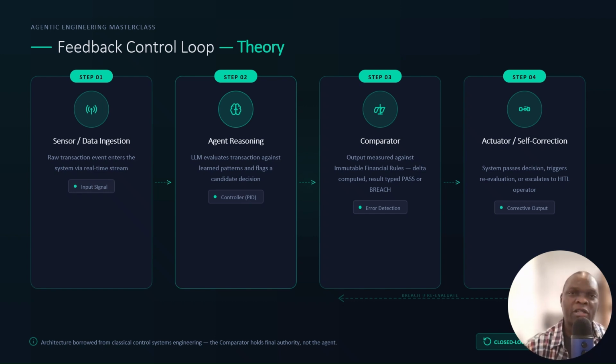Precisely. Let's look at the feedback control loop theory. This architecture is borrowed from classical control systems engineering. The sensor ingests real-time data. The agent performs the intelligence function, analogous to the controller in a PID loop. The comparator is the error detection stage. It computes the delta between the agent output and the defined rule boundary. The actuator then determines the corrective response. Crucially, the agent does not have final authority. The comparator does. This separation of reasoning from enforcement is the defining principle of this pattern.